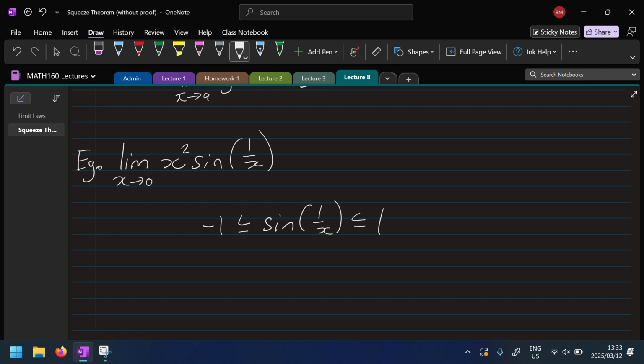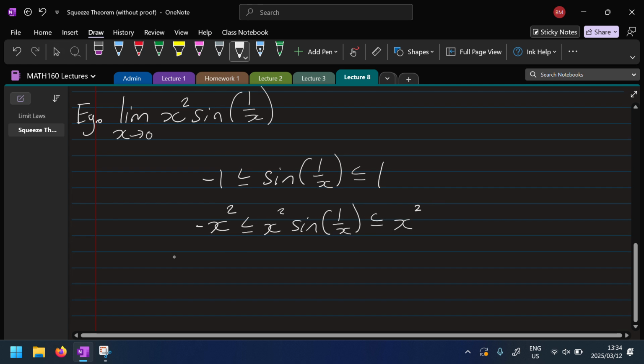But what we actually have is x squared sine 1 over x. Over there, we've got sine of 1 over x. Let's multiply through by x squared. So we're going to have minus x squared is less than or equal to x squared sine of 1 over x, which is less than or equal to x squared. So now we have our f, g, and h. The function we're interested in is in the middle. The functions on either side are very simple, and we can calculate the limits.